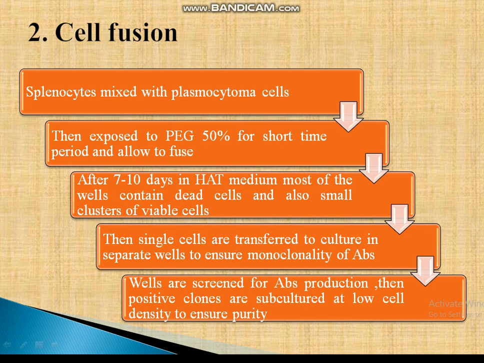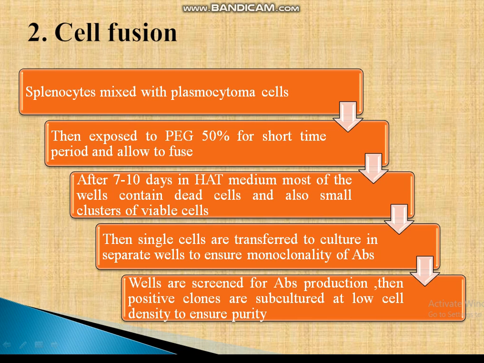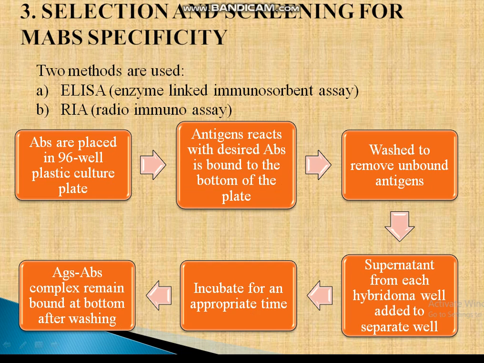After that, when we get the viable hybridoma cells, single cells are transferred to culture in separate wells to ensure monoclonality of antibodies. Then the wells are screened for antibody production. Then positive colonies are subcultured at low density to ensure purity. Now, the next step is selection and screening for monoclonal antibody specificity. Basically, two methods are used, ELISA and RIA.